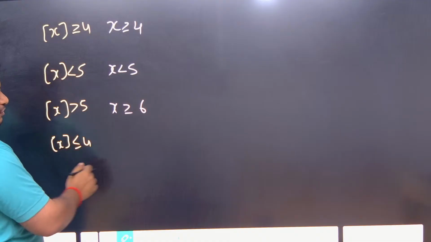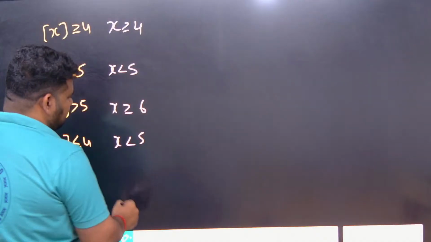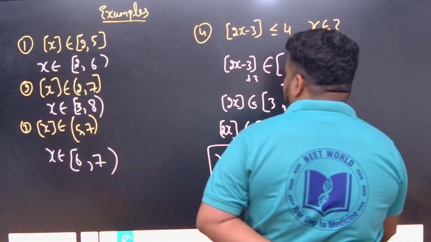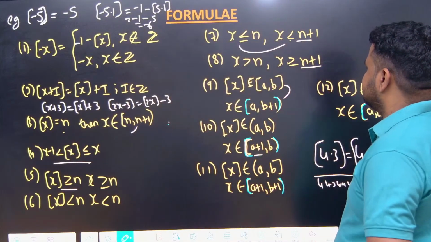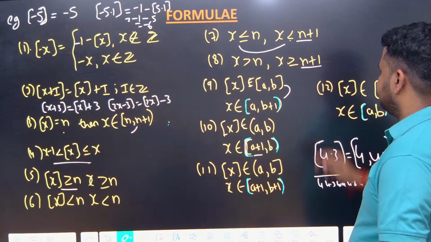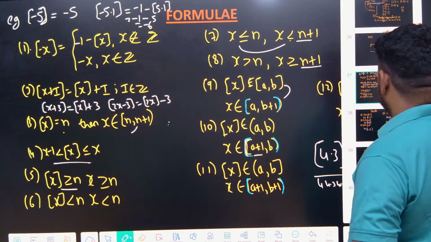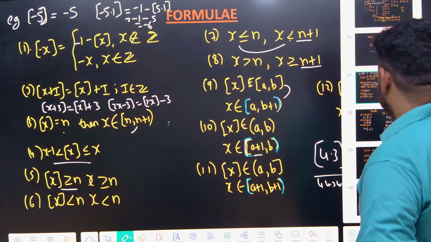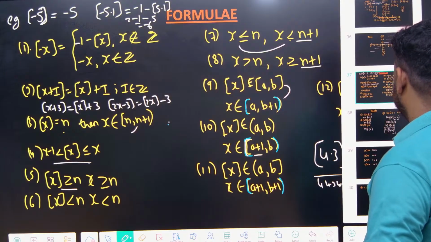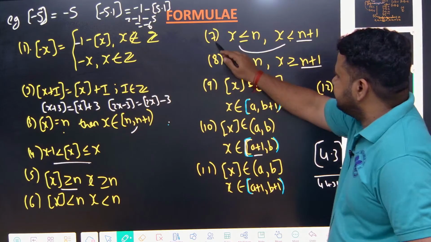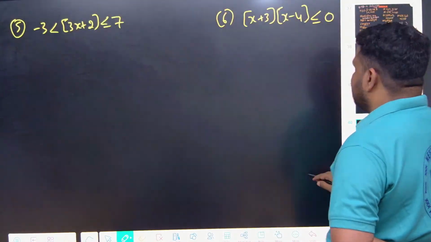Step of x is less than or equal to 4 means I will write x is less than 4 plus 1, that is 5. How am I writing this? Because of these formulas. Look at these formulas. Because of the 7th and 8th, 5th and 6th formulas, I told you already how we will write that. Now let us come to this example.